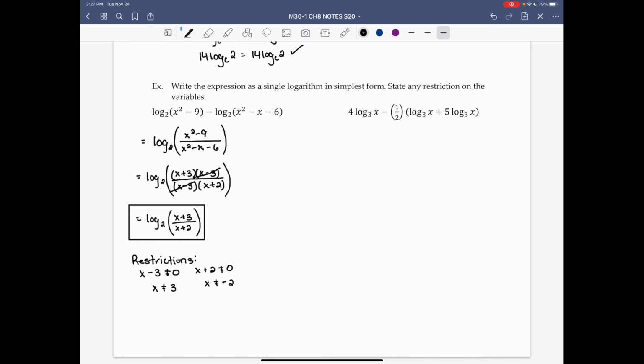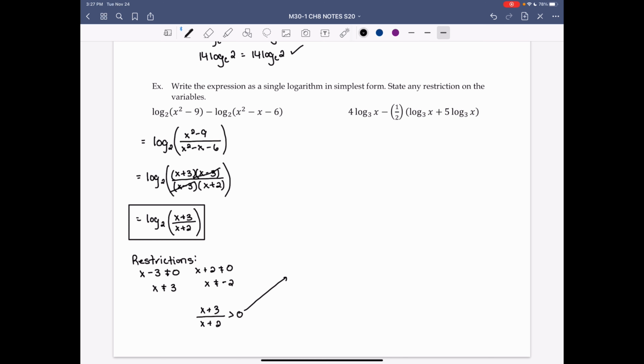Then we also need our simplified fraction x plus 3 over x plus 2 to be greater than 0, since that's the argument in our log function. There's two ways that a fraction can be greater than 0. Either both the top and bottom are positive, or both the top and bottom are negative. So we need to look at the restrictions for both cases.